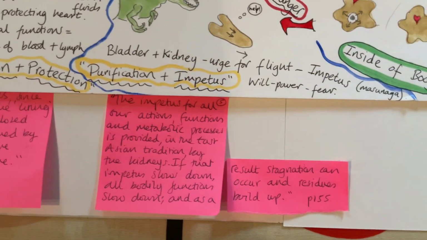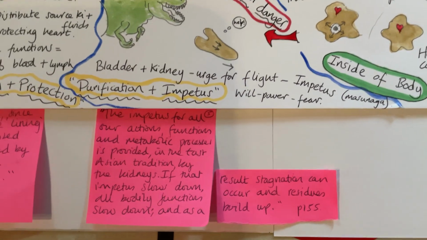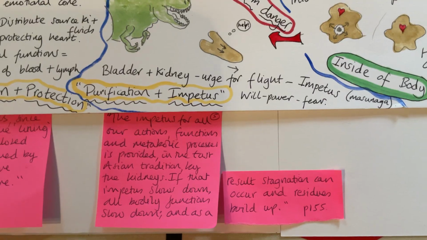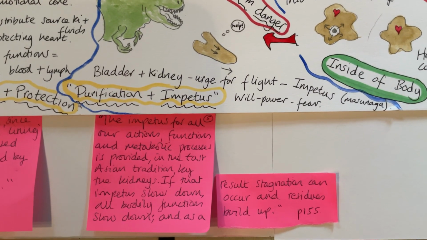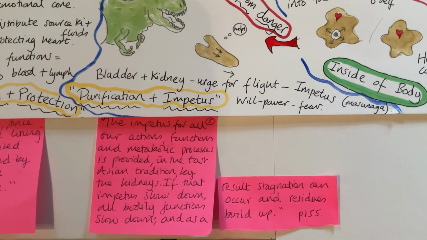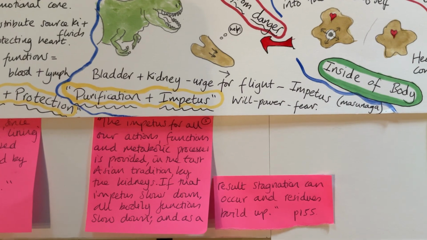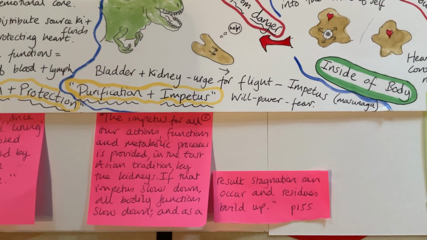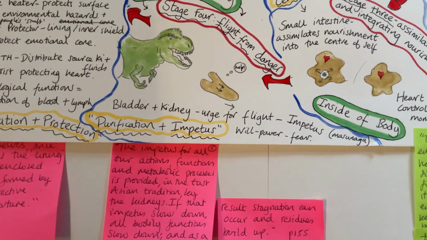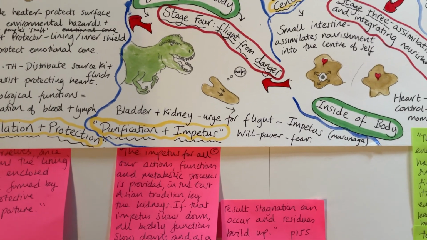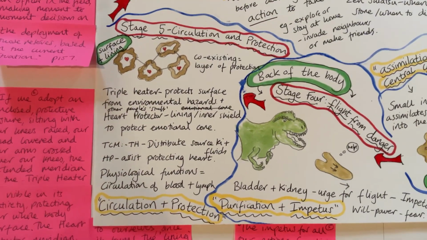Oops, we've got another quote here from Beresford Cook. She says, the impetus for all our actions, functions and metabolic processes is provided in the East Asian tradition by the kidneys. If that impetus slows down, all bodily functions slow down, and as a result stagnation can occur and residues build up. This makes me think of a river flowing when it's clear or not flowing when it's not clear, and the water element of the bladder and kidney.